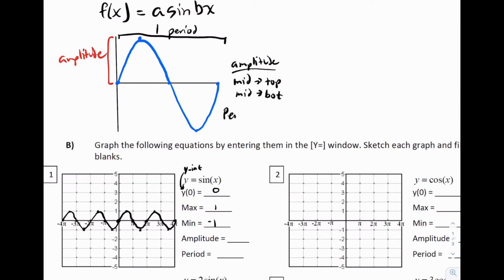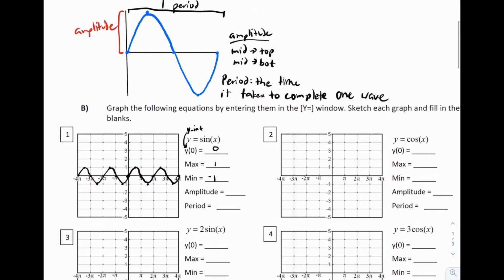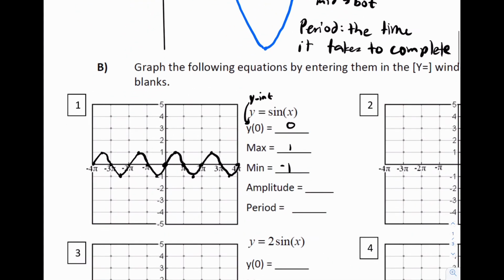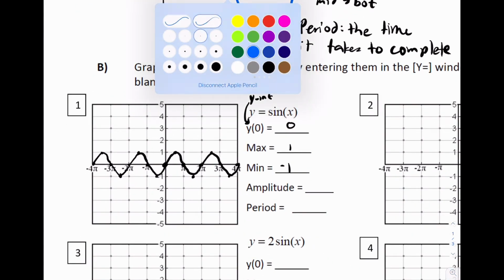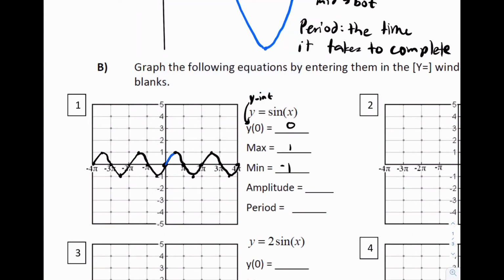And the period, I think of the period as this. The time it takes to complete one wave. So if you look at our original sine wave we graphed here, I'm going to highlight this part right here. You'll notice that this right here is one wave.